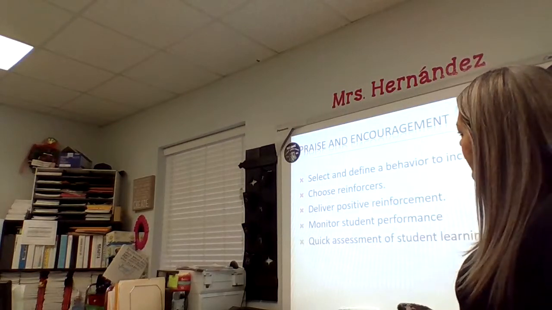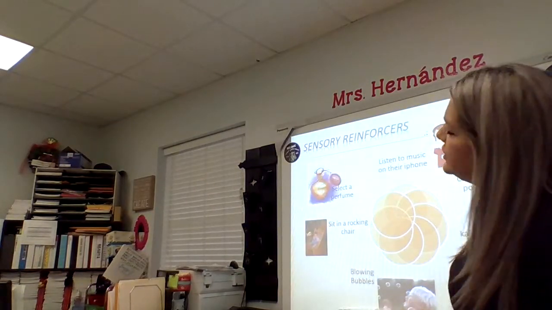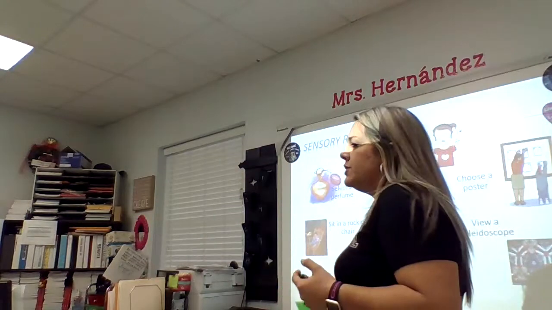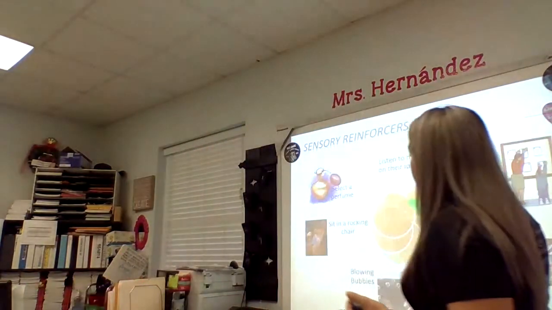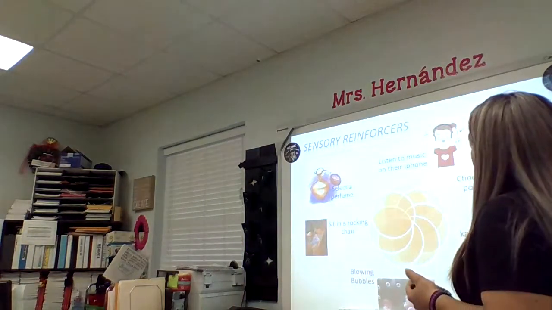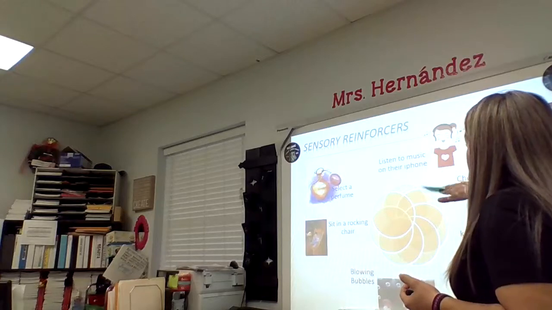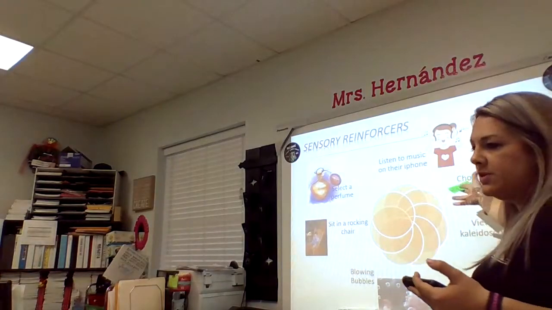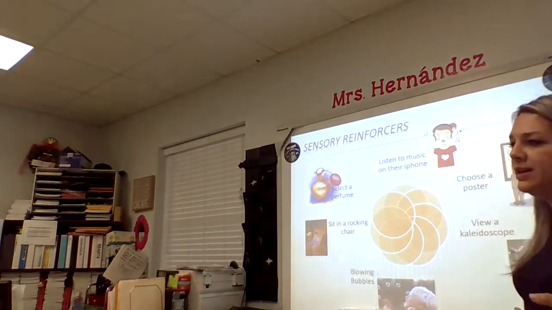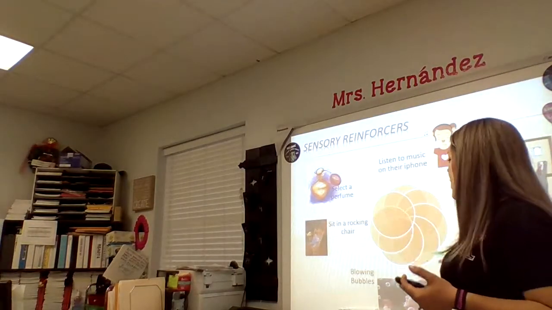So once we've got that, we are going to be able to give them reinforcers, or ways that we can help them or praise them, right? So this is based on sensory. So based on hearing, sense, smell. So we've got a couple different things here. Sensory, we've got listening to music on your iPhone, letting them choose a poster, something they can see. In the lower grades, you might let them do something like view the kaleidoscope, blow bubbles.